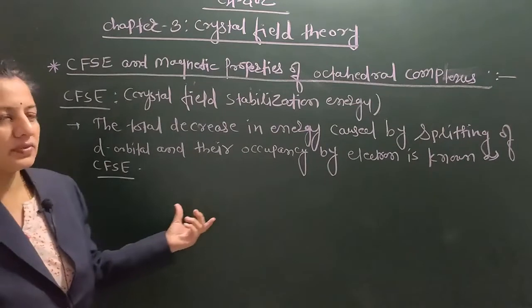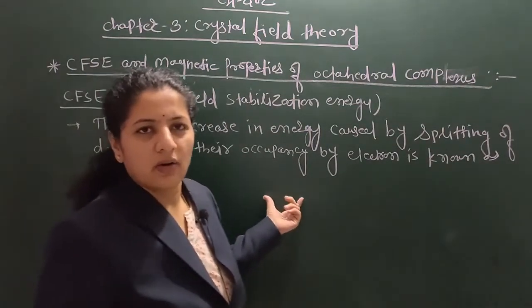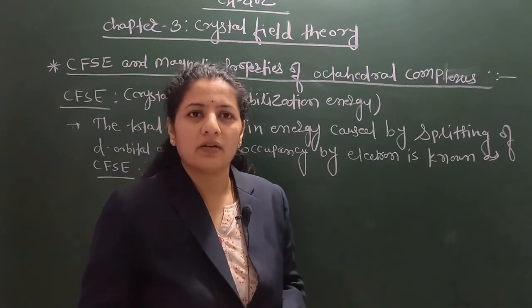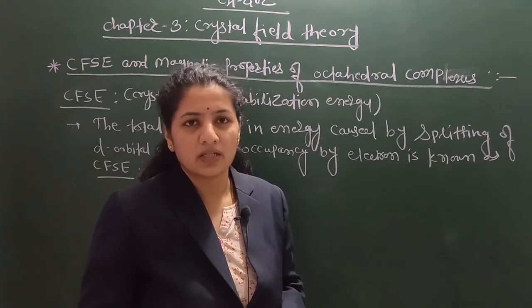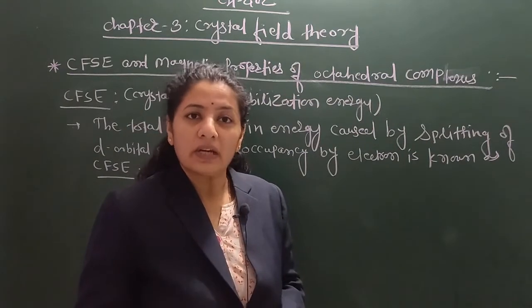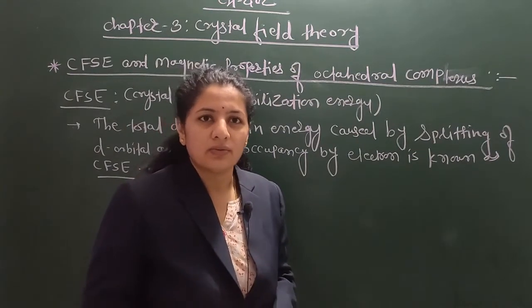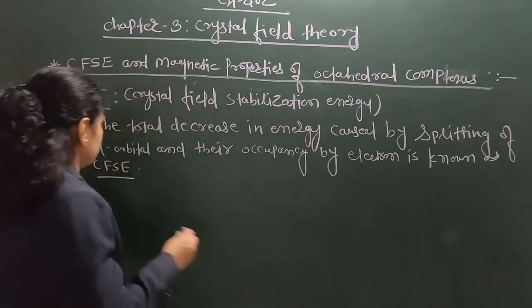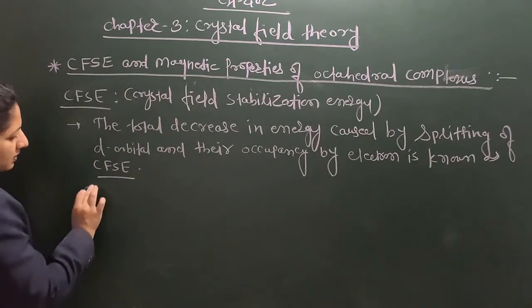For the calculation of CFSE in octahedral complexes, there is a respective equation. As we know, the octahedral complex splits into t2g and eg groups, where eg has higher energy and t2g has lower energy. According to this distribution of the two groups, the CFSE equation is designed.